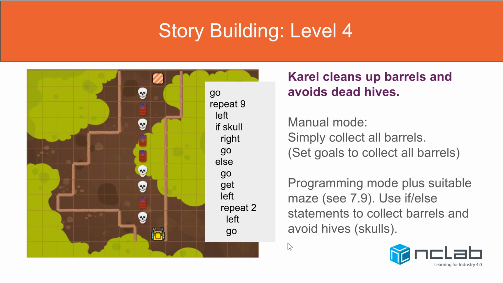So the next step for Karel is to clean up these barrels and avoid the dead hives. And again, it can be done in manual mode or programming mode. This level is taken from level 7.9 in the course. It uses if-else statements because Karel cannot run into those skulls, but Karel must collect the barrels.